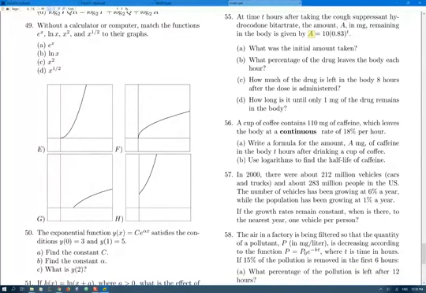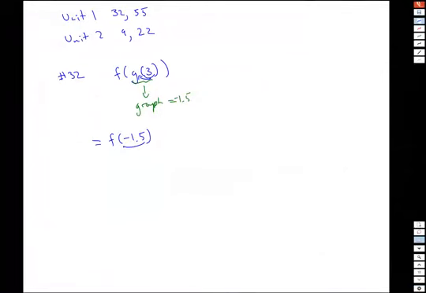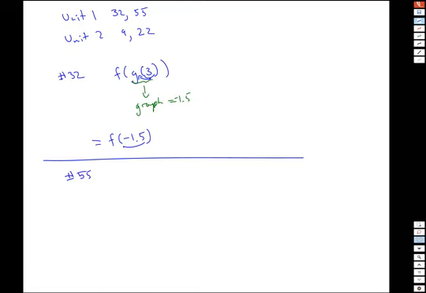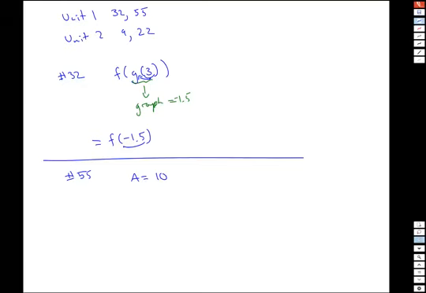All right, so for part B, let's take a look at that. We would have number 55, and you have A is equal to 10, 0.83 to the t. For part B, if you're being asked what percentage leaves the body, you can actually look at this right away and see it.